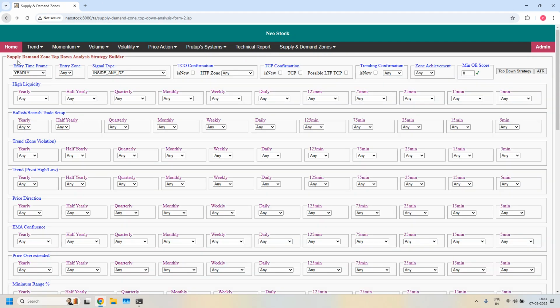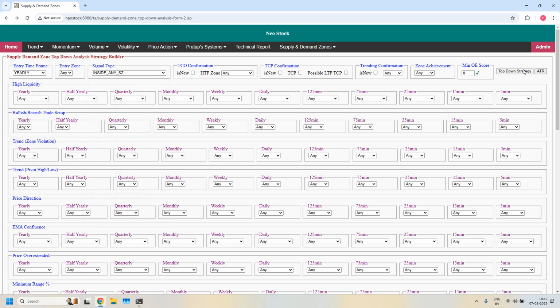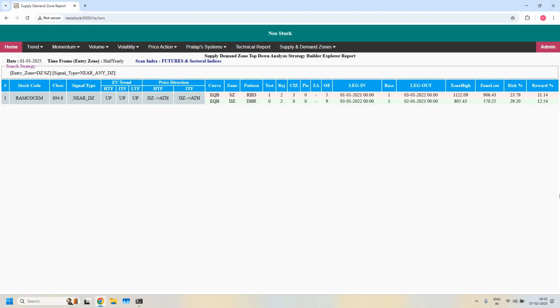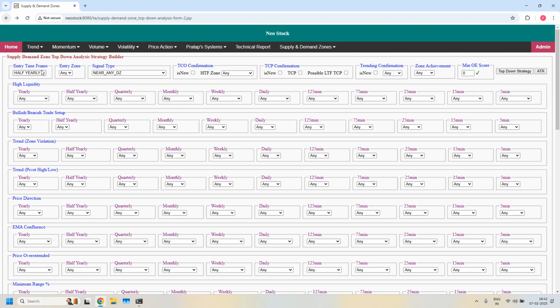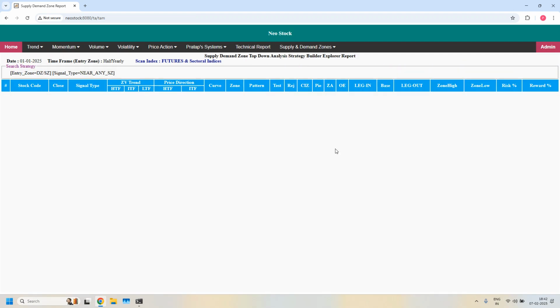Okay, next, yearly time frame. Price closed inside the yearly supply zone. No stocks are available. Next time frame is half yearly. Stocks near half yearly demand zone. We have 1 stock filtered. Next half yearly time frame, stocks near half yearly supply zone, no stocks are available.